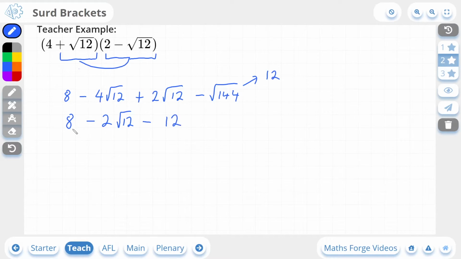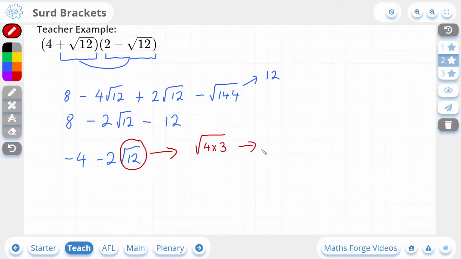So now we have 8 minus 2 root 12 minus 12. We can collect the whole numbers together and simplify them. So it's going to be 8 minus 12, which gives us negative 4, and then minus 2 lots of root 12. So now we have minus 4 minus 2 lots of root 12. However, this answer is not in its simplest form, since this root 12 can actually be broken down and simplified further. If you remember from the lesson on surds, root 12 can be broken down into the square root of 4 times 3.